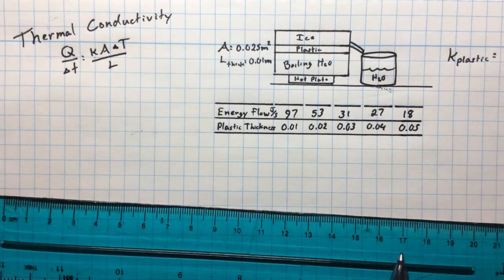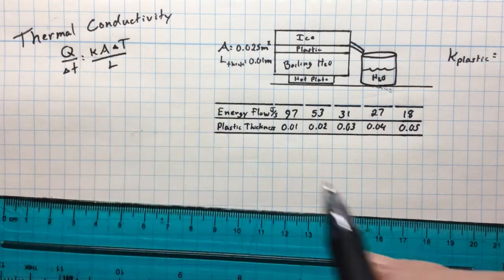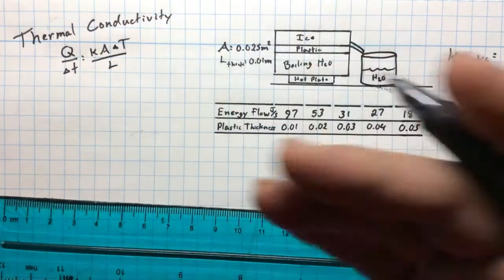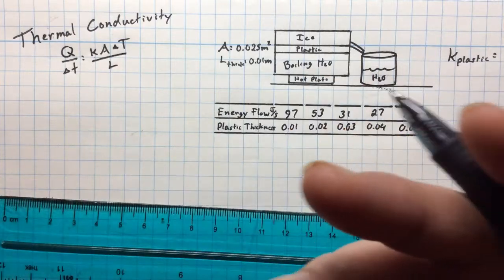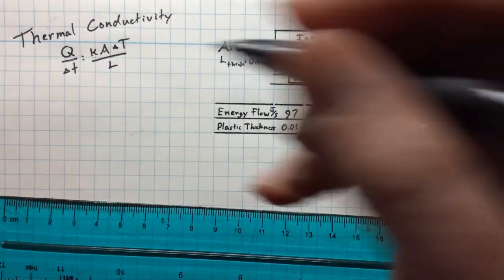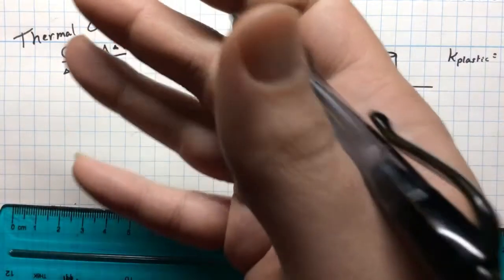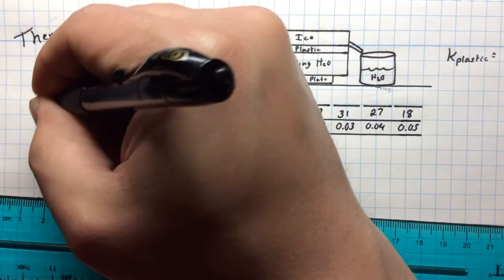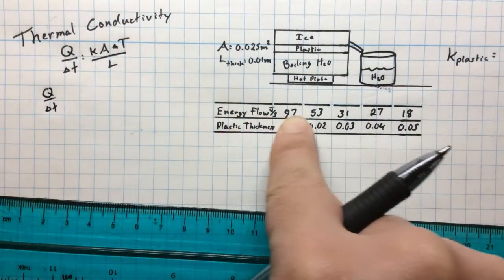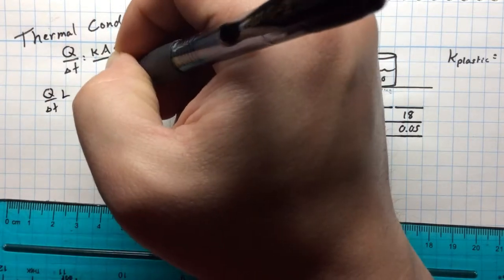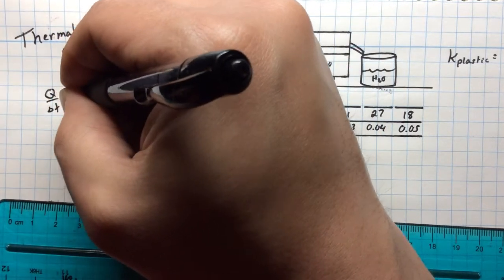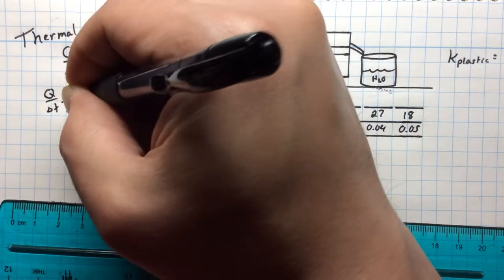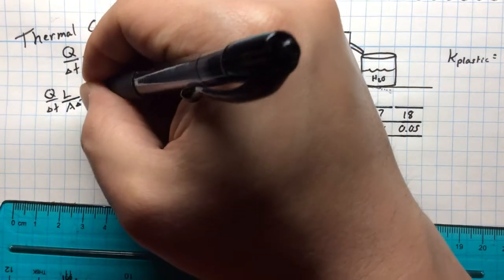So if we're going to graph that out, what would be a great thing to graph if we wanted to find K? The first thing that we usually do whenever we do this whole linearization to find an unknown value is move everything but the value that we want, that K value, to the other side. So we have this Q divided by T, which is the data we have here. We can move the L to the other side, and we're going to have the A and the delta T, temperature, on the bottom here, and that should equal K.